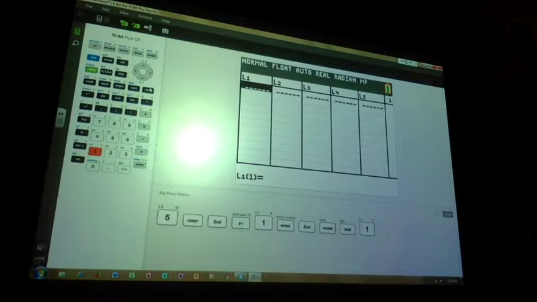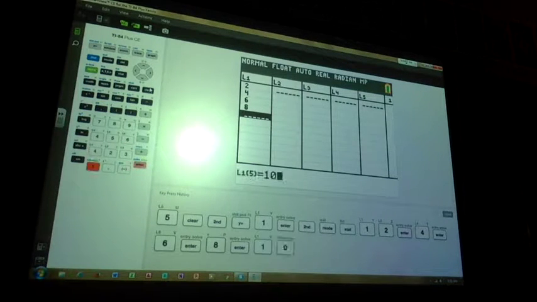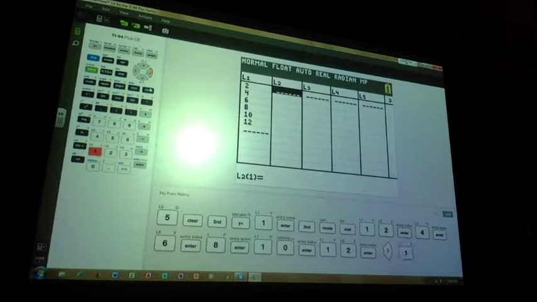Okay, list 1 on problem D is going to be 2, 4, 6, 8, 10, and 12. Just use your number keys. You can use the up, down arrow keys. If you made an error, you can hit enter. And then under list 2, you can just copy this off mine, these are the values you're plugging in.